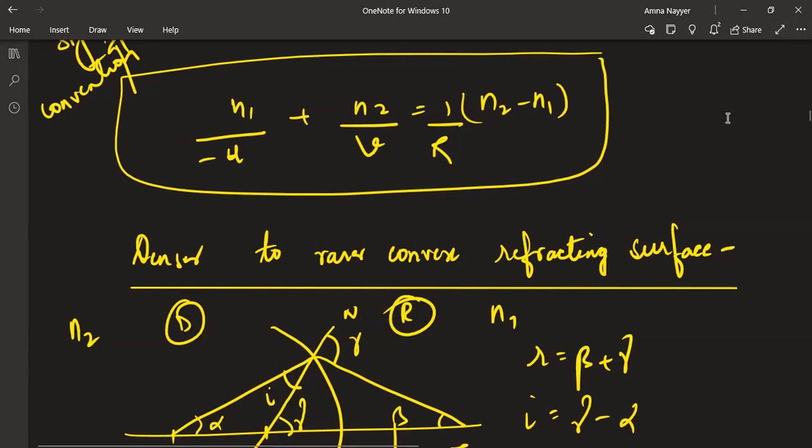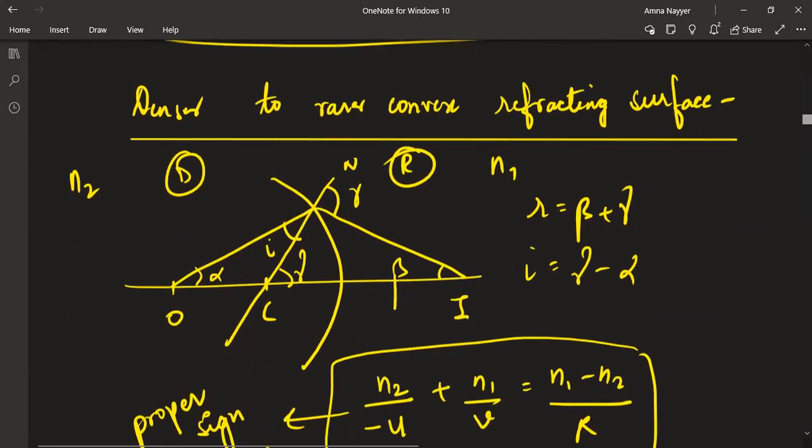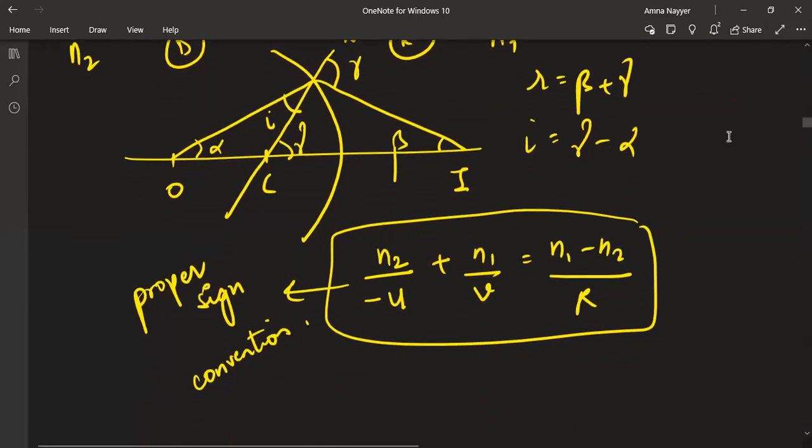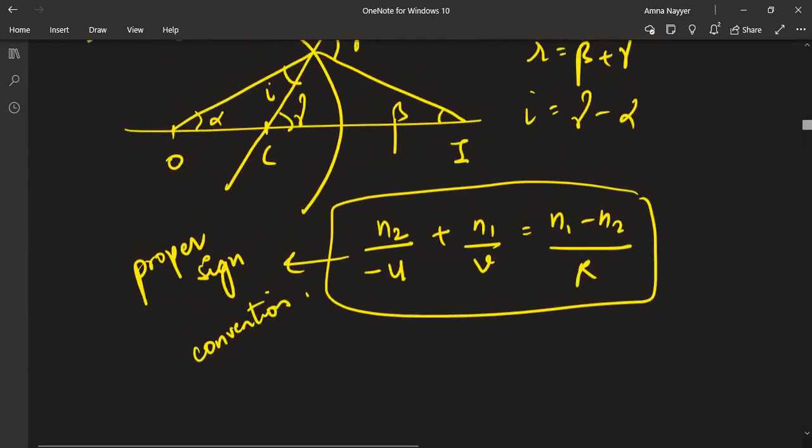So this one, n1 by minus u plus n2 by v is equal to n2 minus n1 divided by R. This is for rarer to denser. Now, if you have denser to rarer, this is the same derivation. And class, any of these derivations can be asked. Though we discussed the previous one, same way, just draw the opposite diagram, because you have to substitute the values of alpha, beta, and gamma. So here the formula becomes n2 by minus u plus n1 by v, and it becomes n1 minus n2 by R. All right.